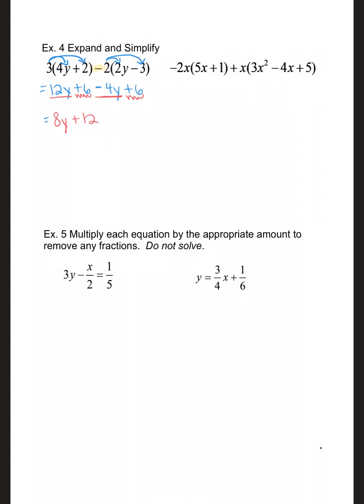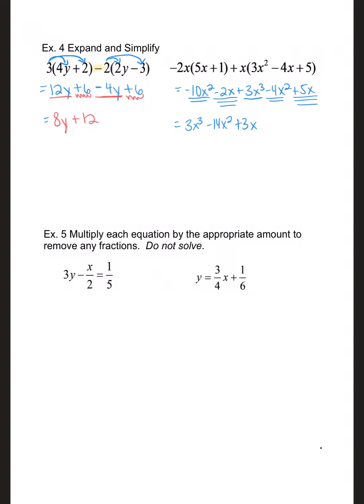Okay, go ahead and pause the video and see if you can try that second expression and see if you can expand and simplify it. Okay, so there's the solution for the second expression. Hopefully you got the same thing.